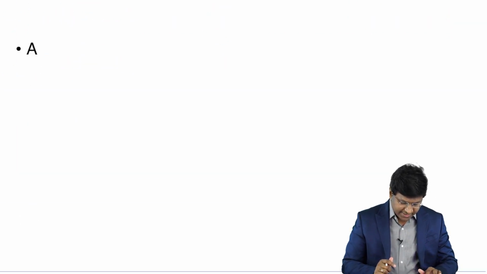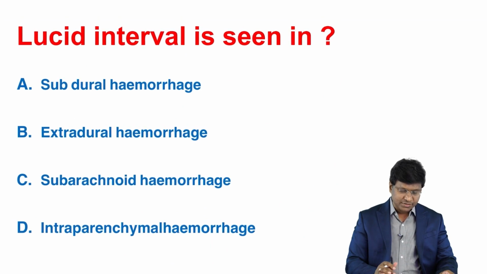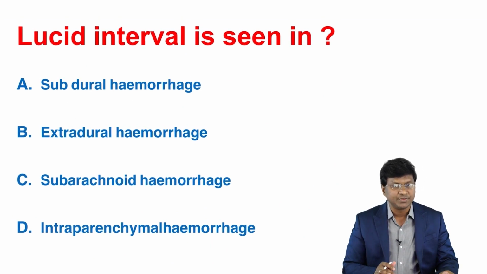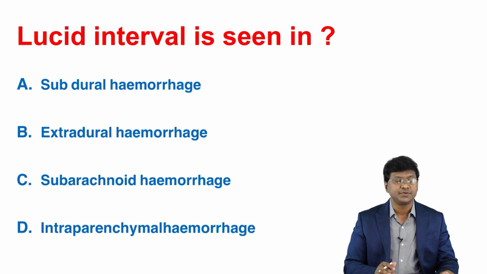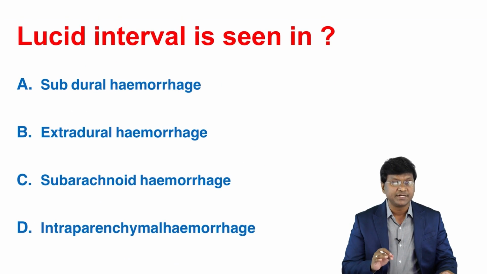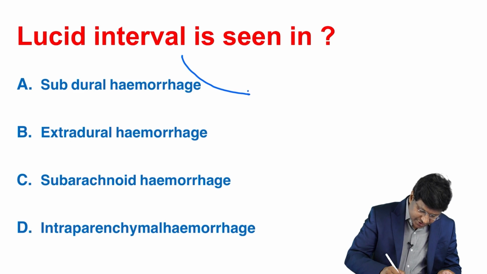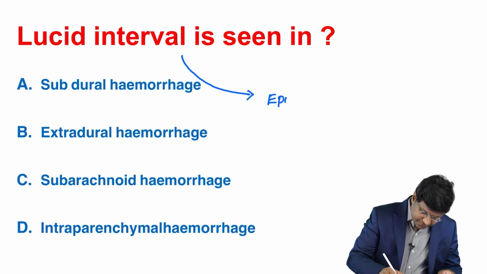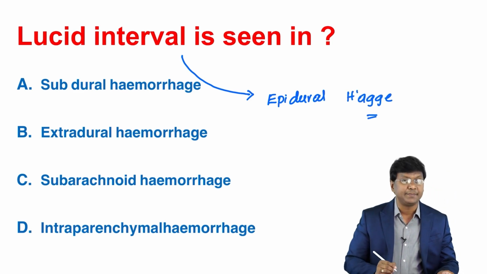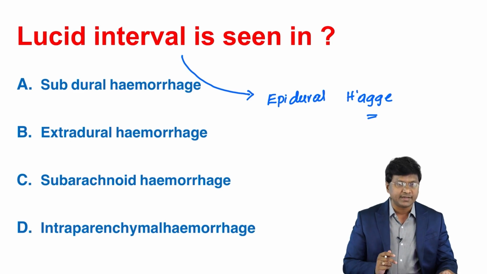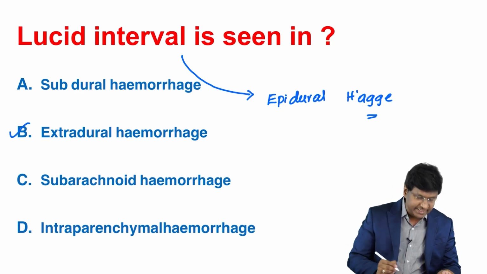And there was one more question asked from the topic of head injury. That is, lucid interval is seen in subdural hemorrhage, extradural hemorrhage, subarachnoid hemorrhage, intraparenchymal hemorrhage. And let me tell you, this particular lucid interval is seen in the epidural hemorrhage. Right, it is seen in the epidural hemorrhage. And what is this lucid interval? So epidural hemorrhage is nothing but your extradural hemorrhage.